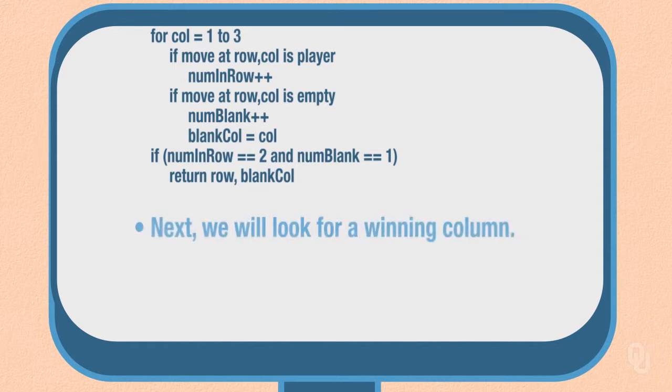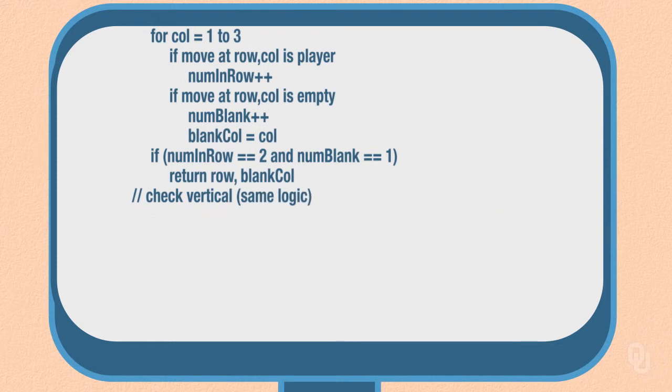So if the check for a winning move in rows didn't work, then the next logical thing to do is to look for a winning column. And it's exactly the same logic, except we're going to swap the idea of the rows and the columns. So here we're going to loop through the columns, so for column equals 1 to 3. And we're going to initialize the same variables, except we're looking at columns instead of rows.